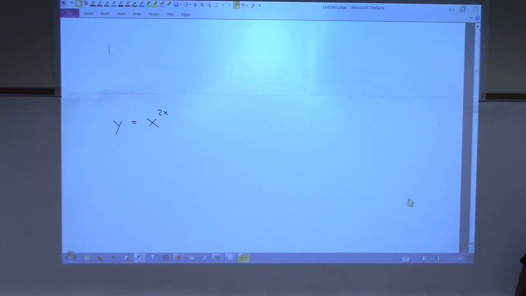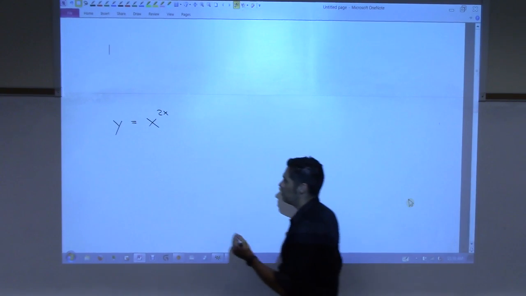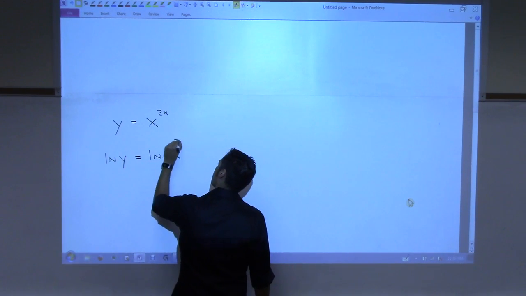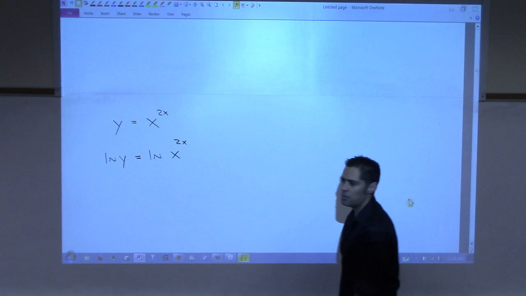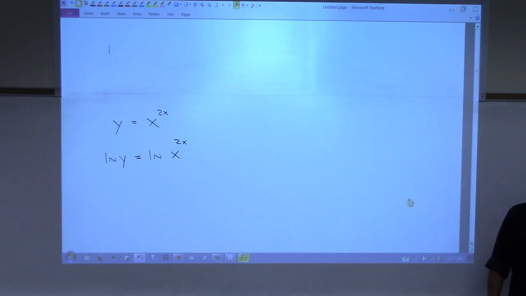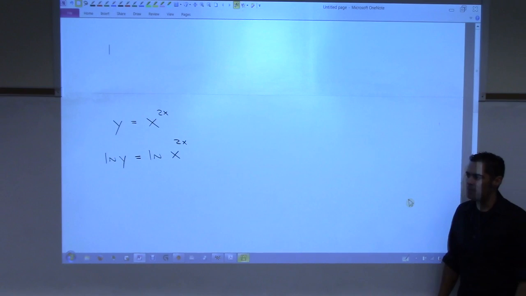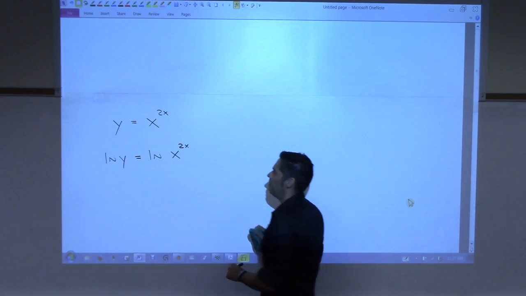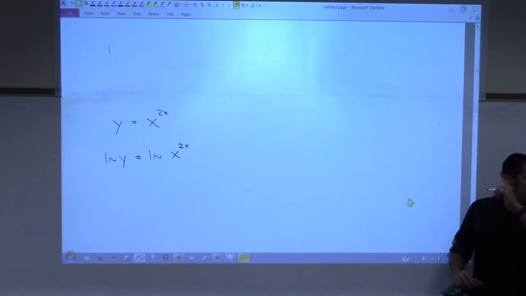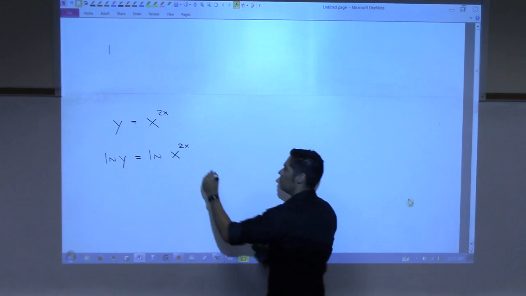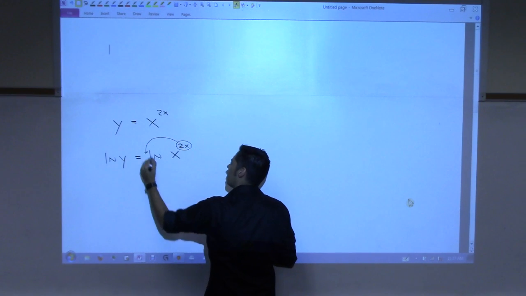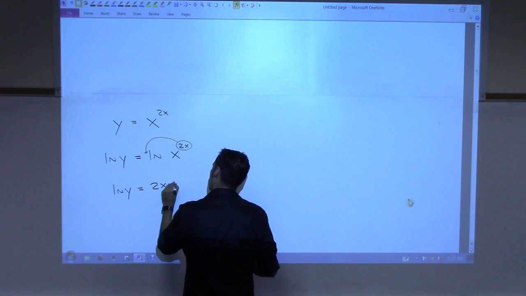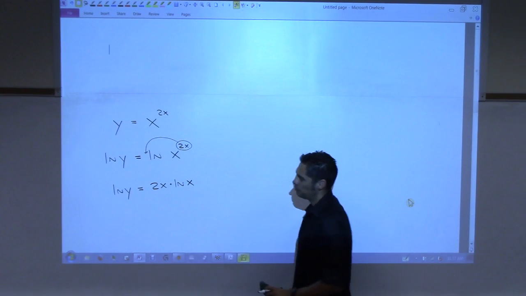All right, so how about this? Just tell me if you agree with this. Is that right? And that's what we just did a second ago. And now I can drop the 2x out. I should probably put this a little closer. There we go, like that. Now I can use the property of logs to drop the 2x out front. So my next line will be natural log y equals 2x times natural log x. Right?